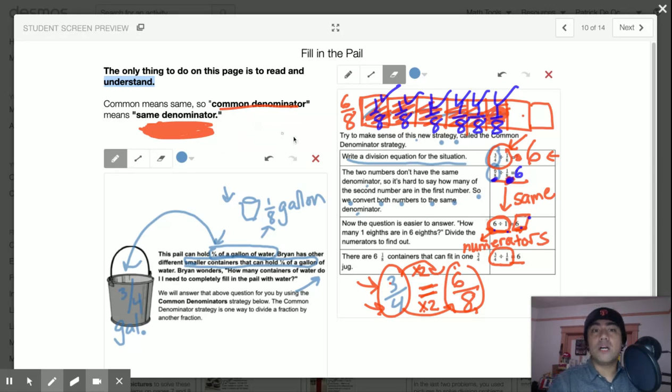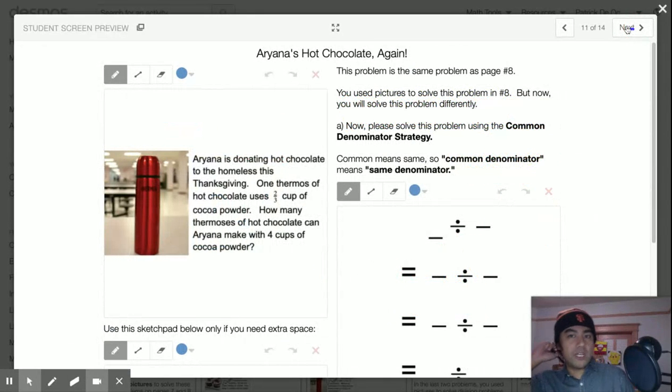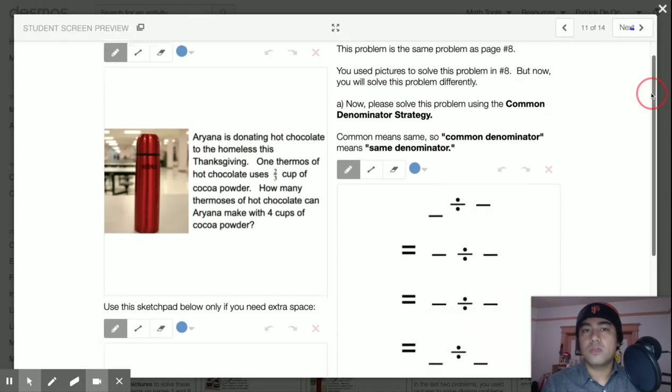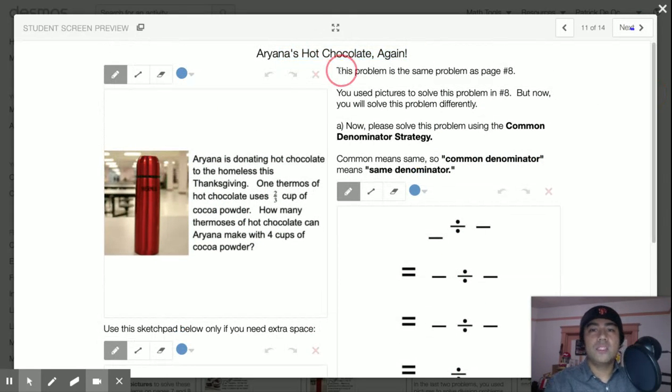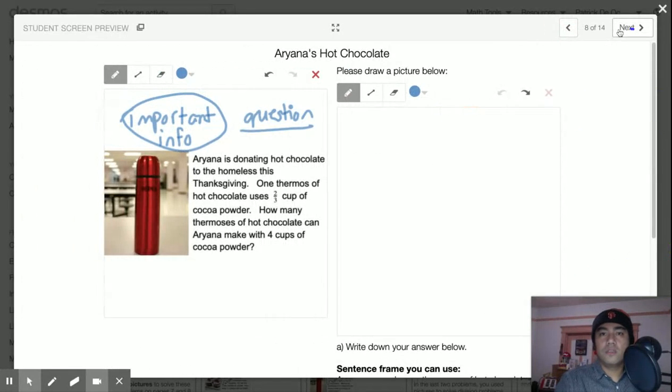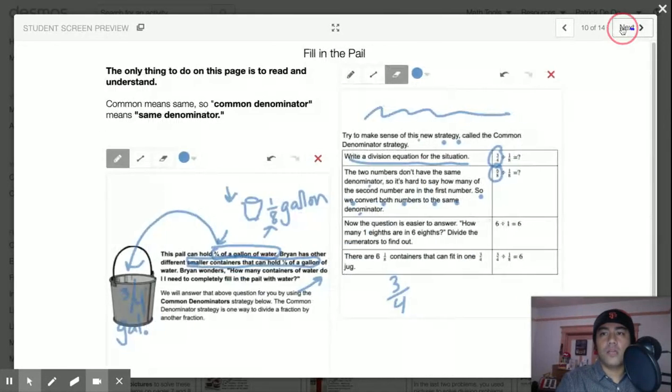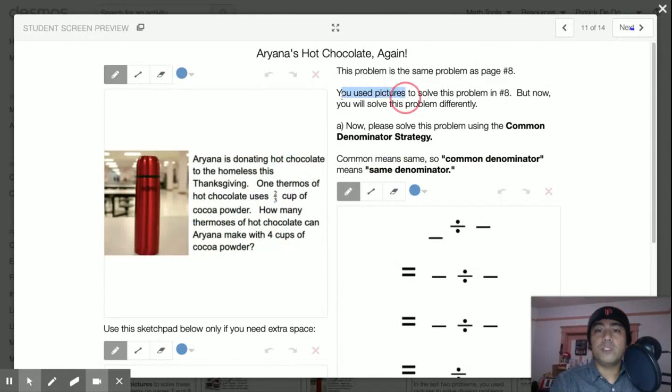So this is the common denominator strategy. Okay. You're going to be using this common denominator strategy to help make sense of this one here too. Okay. Ariana's hot chocolate again. This problem is the same problem as page 8. So you can literally go back to 8 to refresh your memory on what happened there. Okay. You use pictures to solve this problem in number 8. But now you will solve this problem differently. Now, please solve this problem using the common denominator strategy. Common means same. So common denominator means same denominator.